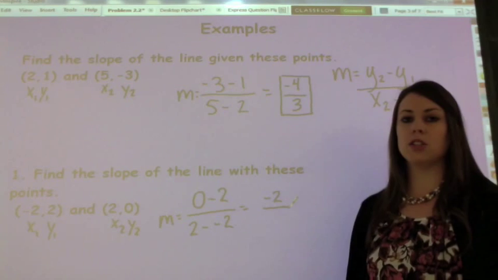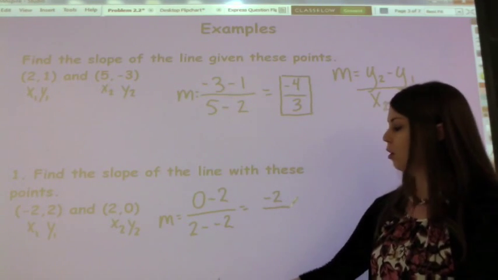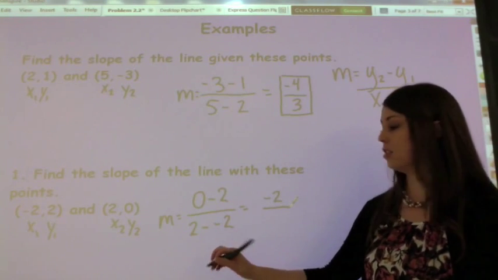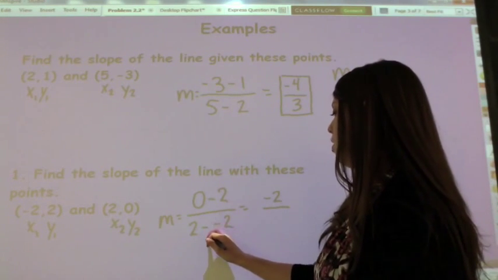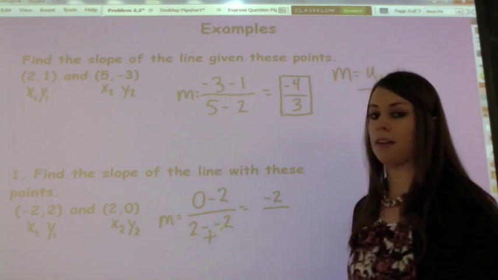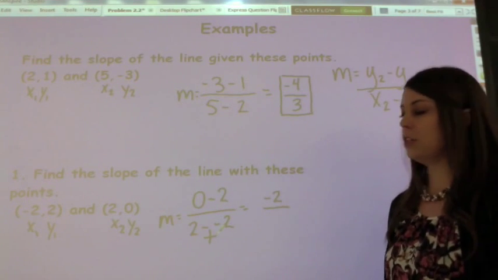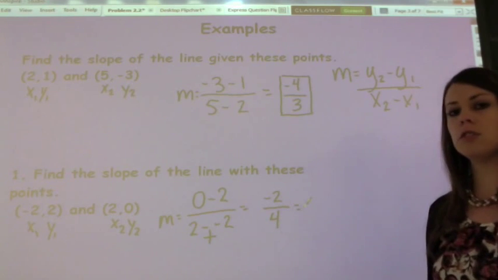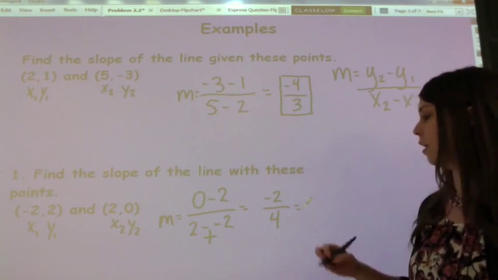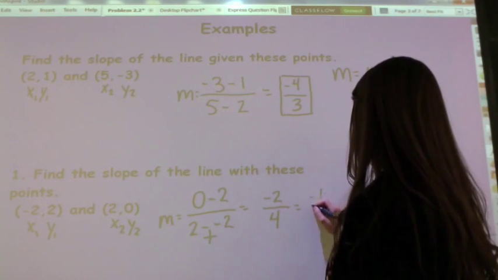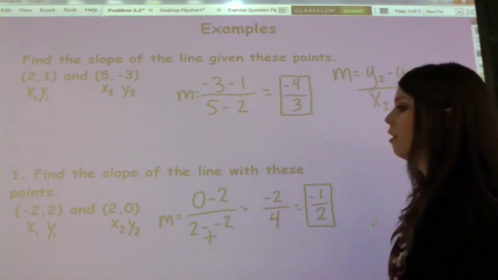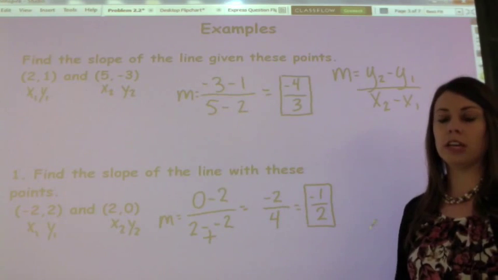And what is 2 minus negative 2? Well, you see here there's 2 negatives. 2 negatives side by side together make a positive. So I'm going to change this to a plus sign. And 2 plus 2 is 4. Now I look at this fraction, negative 2/4, and it can be simplified to negative 1/2. And that's the slope of the line, the rate of change, or you can think of it as the rise over run.